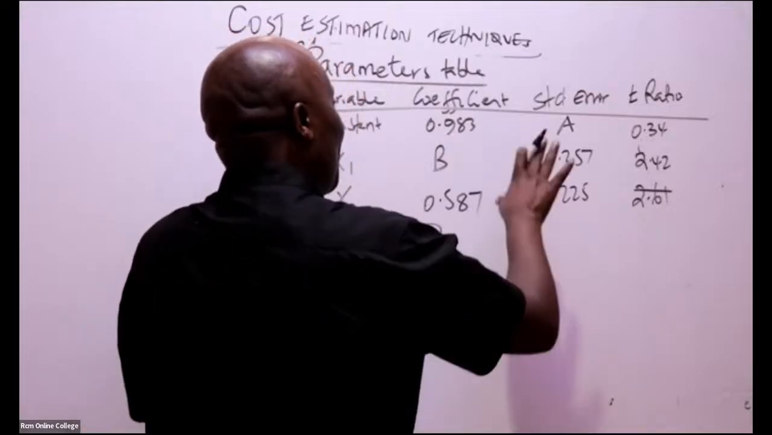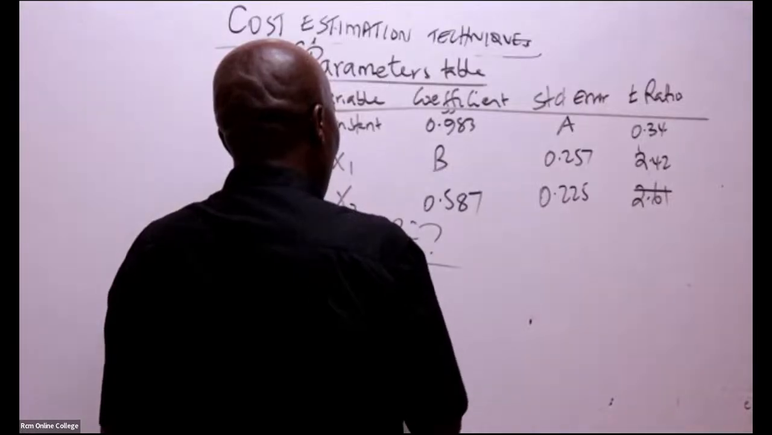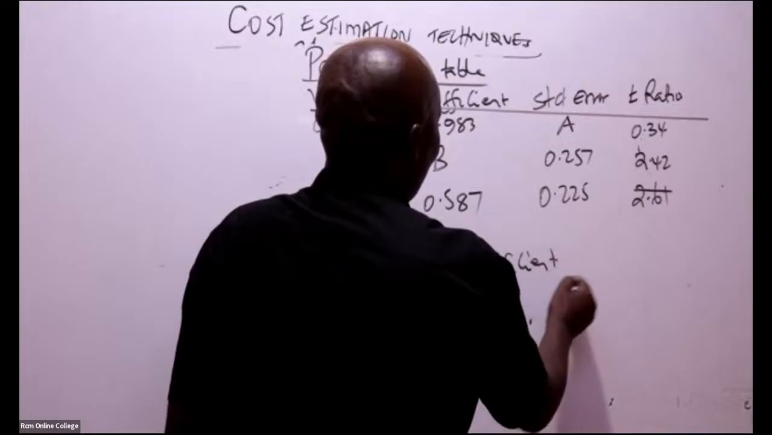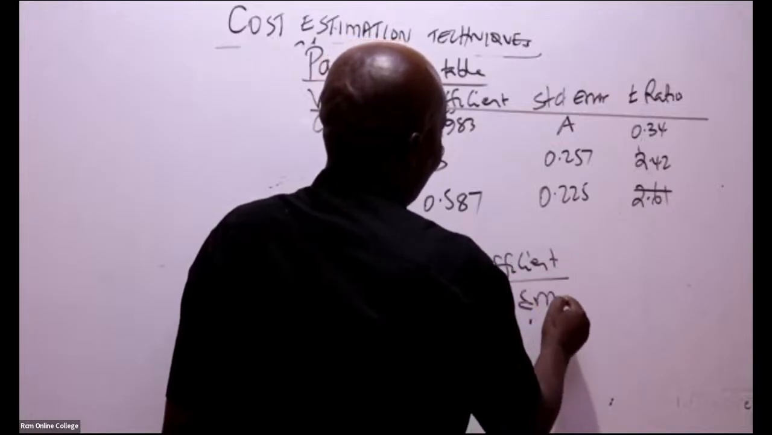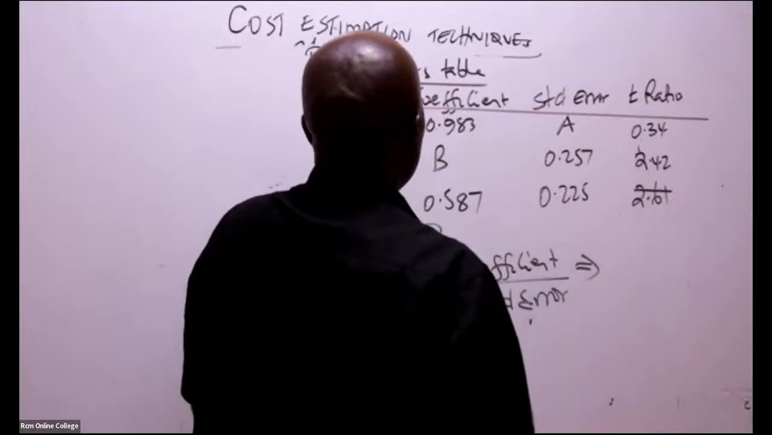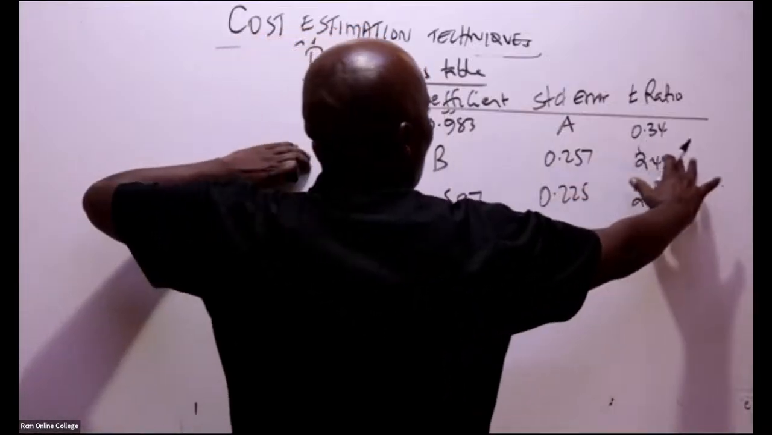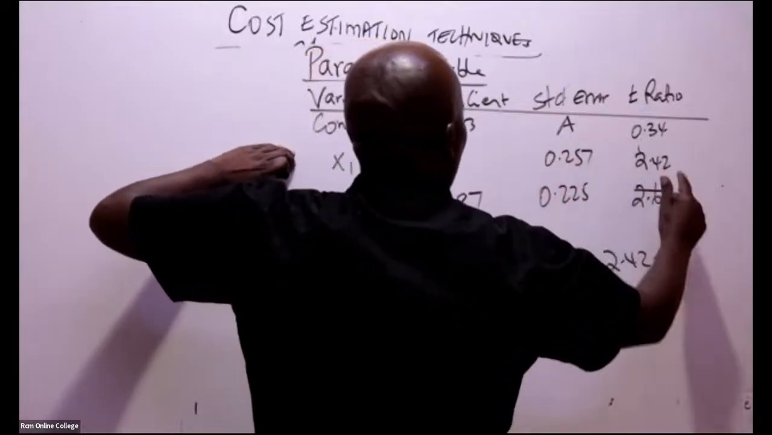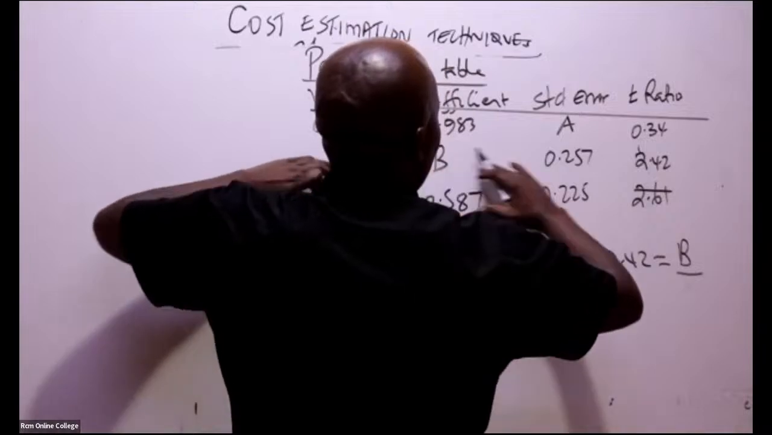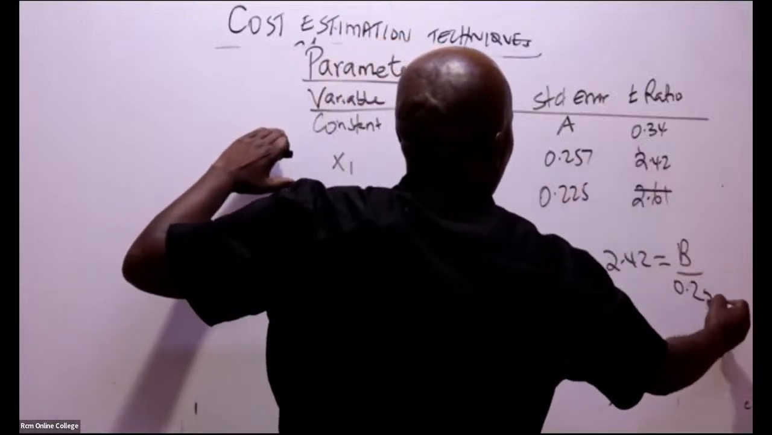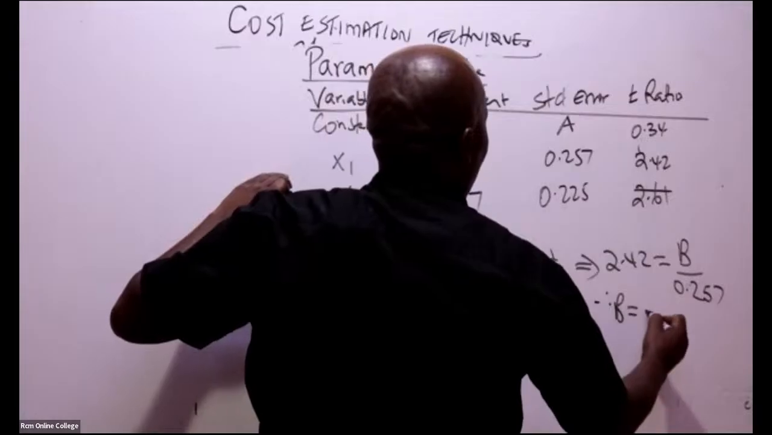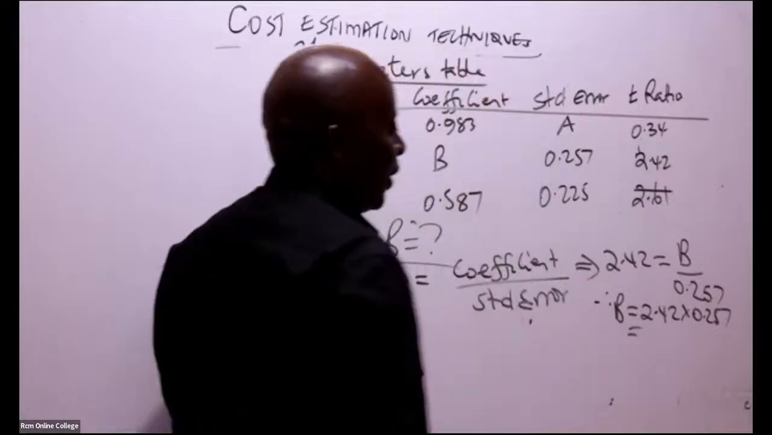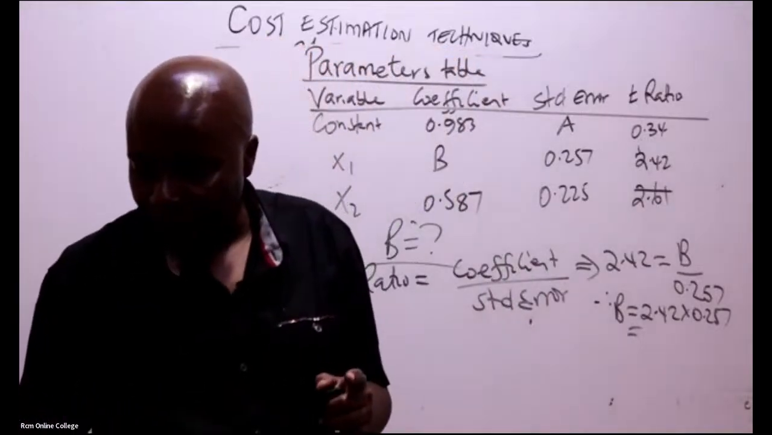Of course you're playing around with the T-ratio formula. We know that T-ratio equals coefficient all over the standard error. So you come here. The T-ratio for this variable is 2.42, equals the coefficient of this variable, which is what is missing, B, all over the standard error, 0.257. Therefore, B will be 2.42 times 0.257, which will end up giving us what figure? That figure is correct, 0.62, isn't it?